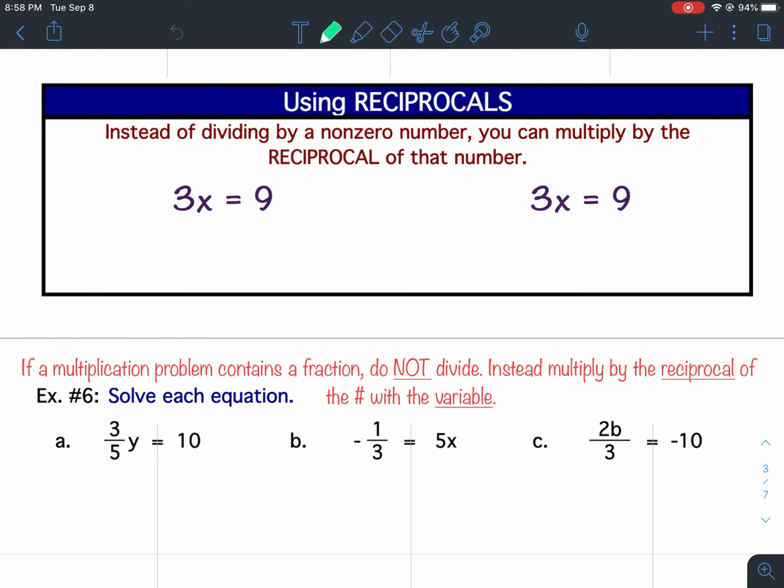Solving equations, lesson C notes using reciprocals. Instead of dividing by a non-zero number, you can multiply by the reciprocal of the number. First of all, let's talk about what is the reciprocal.